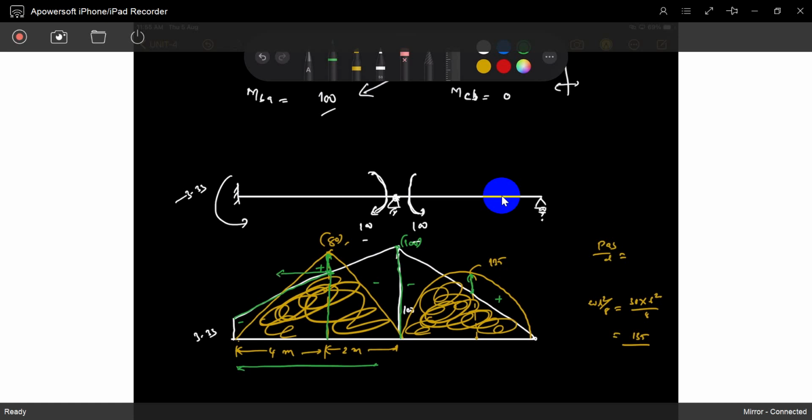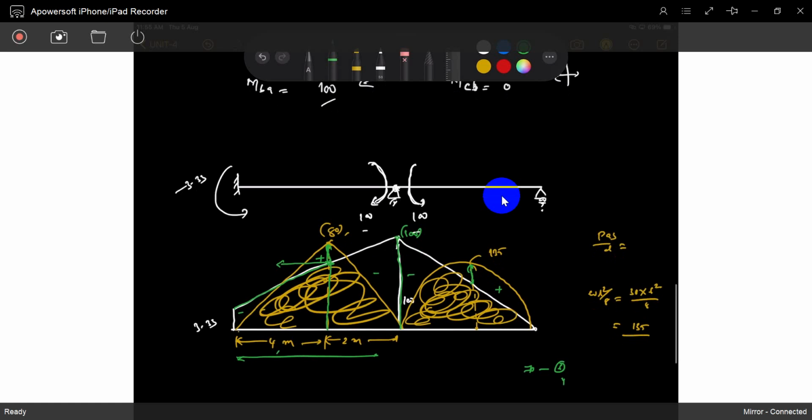You can easily find out. 70 is the change for 6 meters. What is the change for 4 meters? 70 into 4 by 6. So 46, maybe 46 is the change. 46 plus 3, 49.